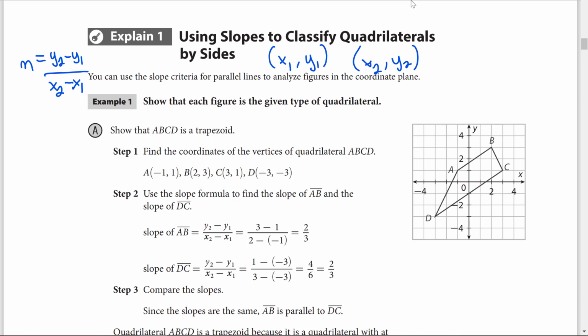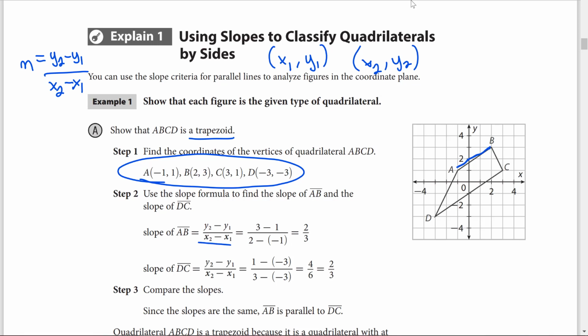So in this problem, they've given us a trapezoid, or they want us to prove it's a trapezoid. And they've given us the coordinates for all 4 points. So we need to figure out what the slope of all 4 lines are. So let's use this equation. Let's take a look first at line AB. What's the slope of that line? So we're going to use point B and point A. I'm going to plug those into my formula. They've done it here, but I'm going to go ahead and do it as well.